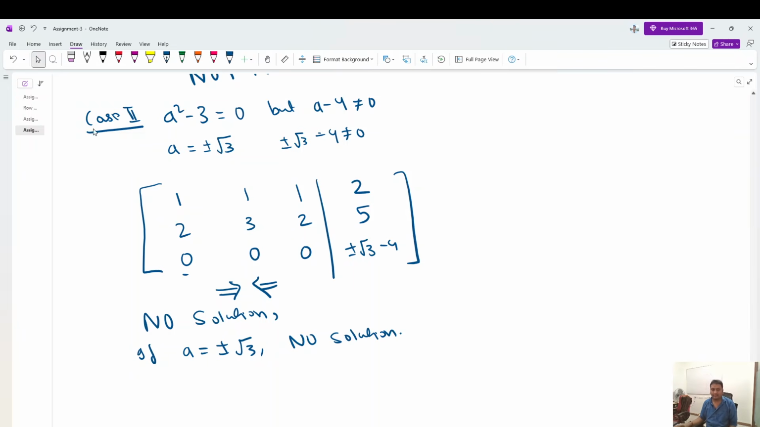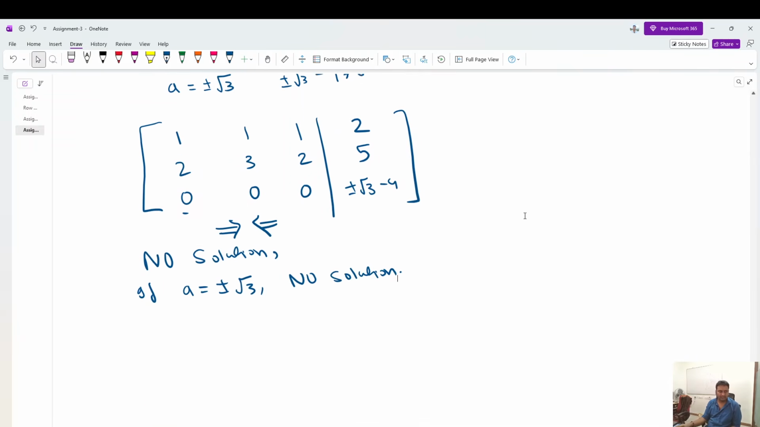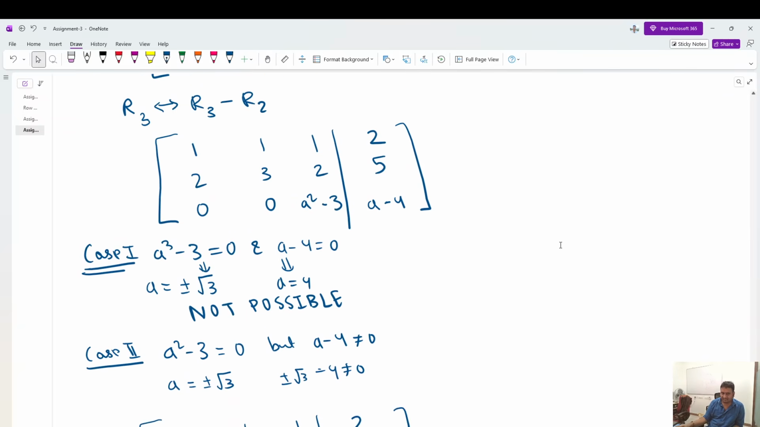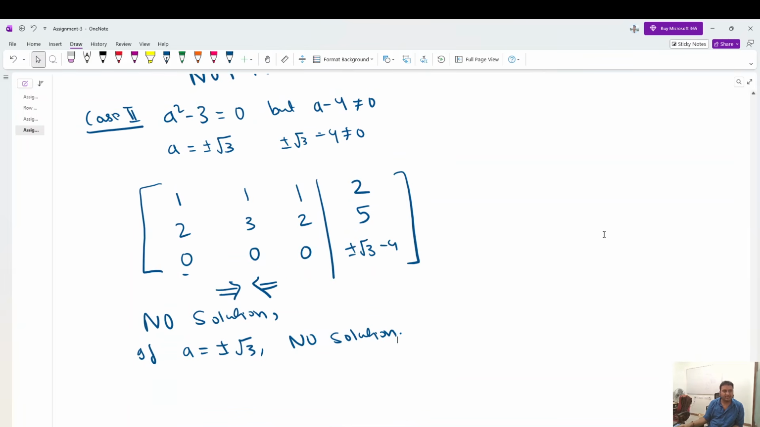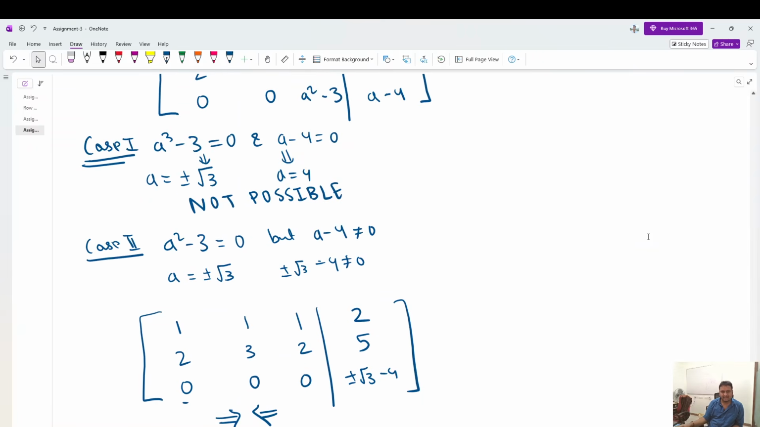Okay, let us come to the third and final case, if both of them are non-zero. Or will there be any other case? There can be. Think about it. Case 1, case 2. Let's go for case 3 maybe here.